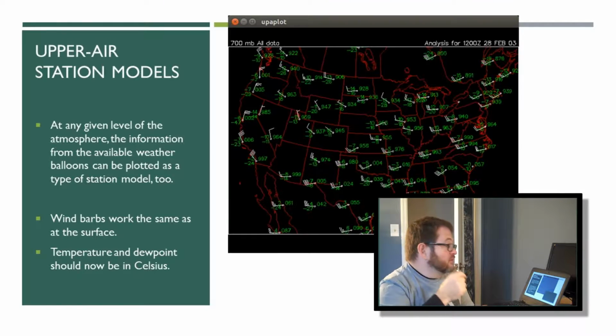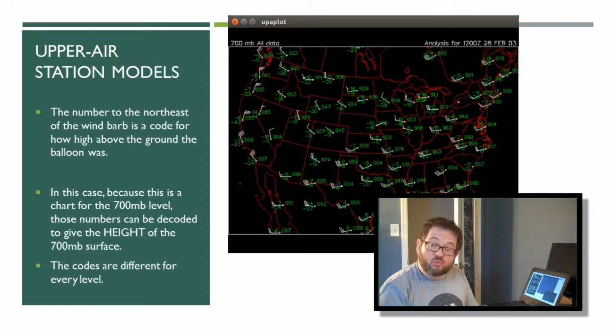You'll notice that there is a number to the northeast of the stations, much as there was when we were plotting the sea level pressure. That is a measure of how high above the ground that observation was. So, for example, you might not have noticed that in the top left corner of this plot, it specifically says this is 700 millibar data. This is the information that was reported back by the radiosonde when it passed through the 700 millibar level, when the pressure hit 700 millibars.